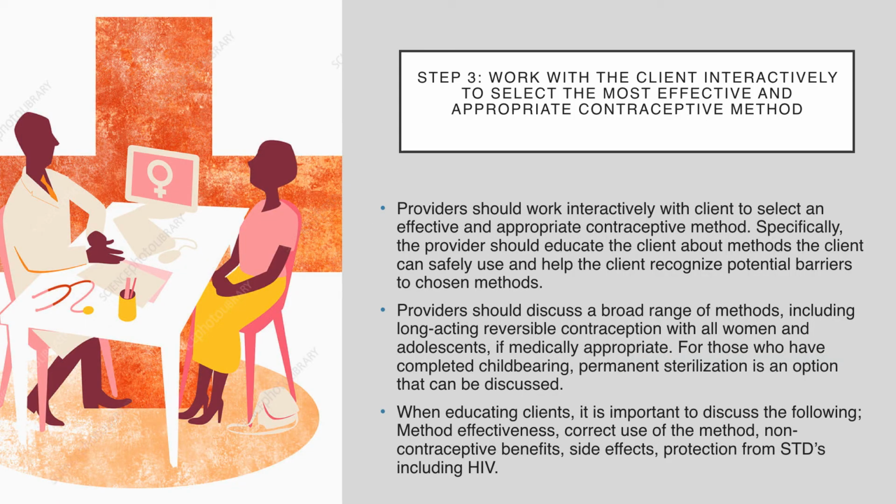The third step is to work with the client interactively to select the most effective and appropriate contraceptive method. Specifically, the provider should educate the client about methods the client can safely use and help the client recognize potential barriers to their chosen method. The provider should discuss a broad range of methods, including long-acting reversible contraceptives, with all women and adolescents if medically appropriate. For those who have completed childbearing, permanent sterilization is an option that can be discussed with the patient. When educating clients, it is important to discuss the following: the method effectiveness, correct usage of the method, non-contraceptive benefits, side effects, and protection from STDs, including HIV.